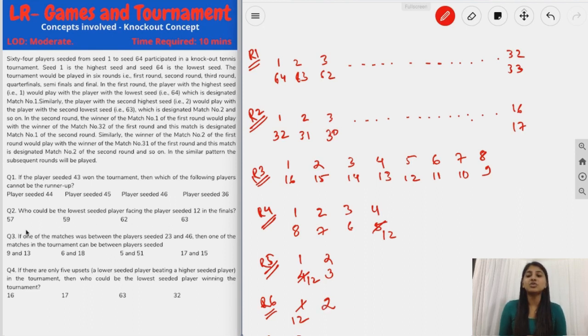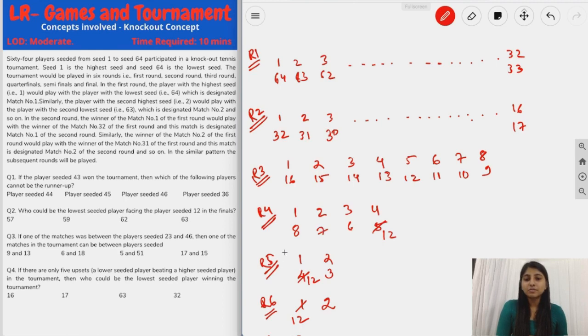Out of these we need to check. We have the options, so don't just check randomly. Use the options. Can it be 63? See, 63 plays with 2 in the beginning. So if 63 defeats 2 right here, and then always takes 2's place here, and then finally here. So it is possible that in the final round also 63 takes 2's place.